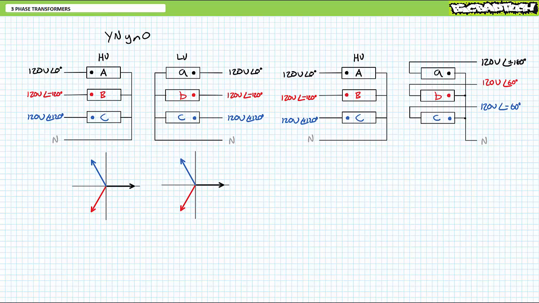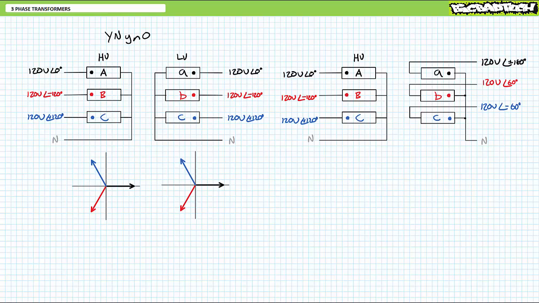If high voltage phase 1 primary input is 120 volts at an angle of 0 degrees, low voltage secondary output 1 would be 120 volts plus or minus 180 degrees. If high voltage phase 2 primary input is 120 volts at an angle of negative 120 degrees, low voltage secondary output 2 would be 120 volts at an angle of negative 120 degrees plus 180, or 120 volts at 60 degrees. Similarly, if high voltage phase 3 primary input is 120 volts at positive 120 degrees, low voltage secondary output 3 would be 120 volts at an angle of 120 minus 180, or 120 volts at an angle of negative 60 degrees.